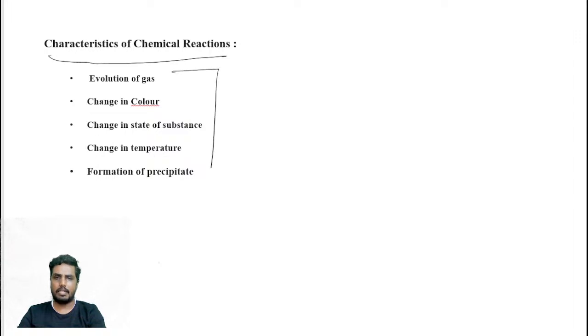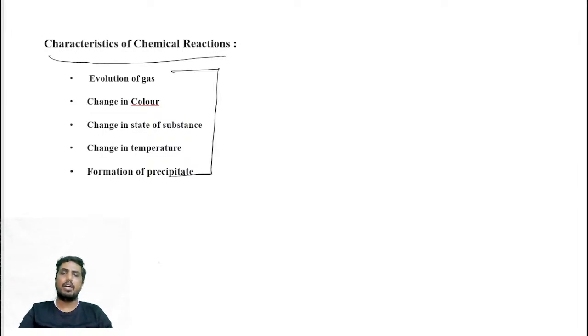Once the chemical reaction happens, there are changes in characteristics. These are the characteristics involved in a chemical reaction. I hope everyone is following the class: evolution of gas, change in color, change in state of substance, change in temperature, and formation of precipitate. We can see these examples one by one. The first one is evolution of gas. What does evolution of gas mean?